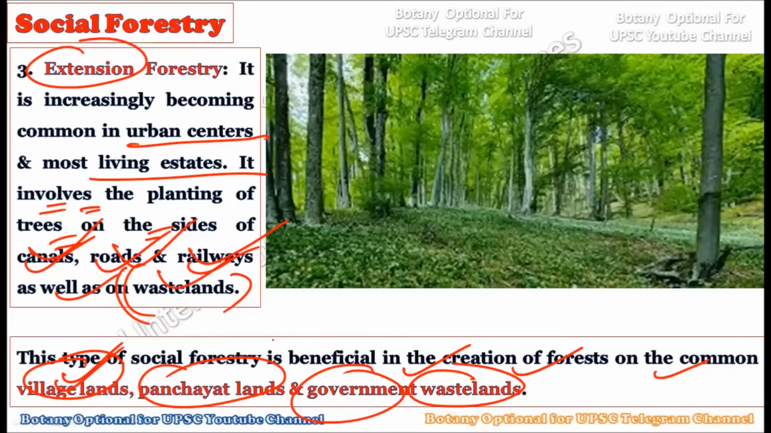So basically, in one type we are using private lands, while in the other type we are using government lands. You have to understand the difference between the different types of social forestry. Farm forestry is different, agroforestry is different, and extension forestry is different.